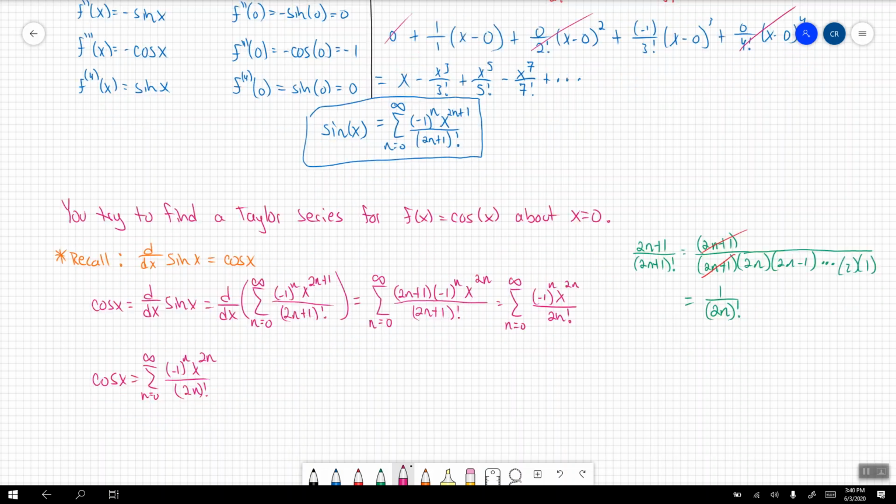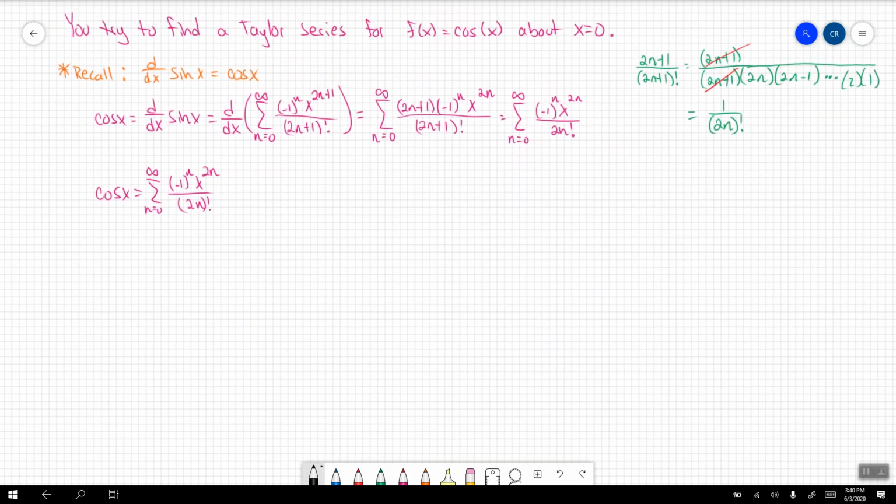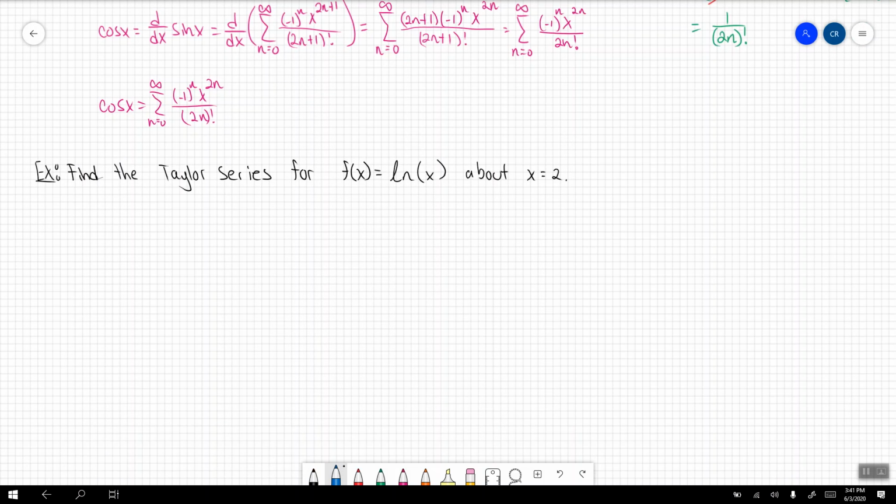All right, so let's look at the next example. We're going to find the Taylor series for f of x equal to the natural log of x about x equal to 2. All right, so we're going to go through and start taking some derivatives here and start analyzing what it is that we're looking at.